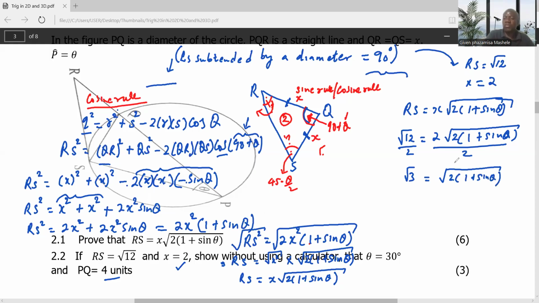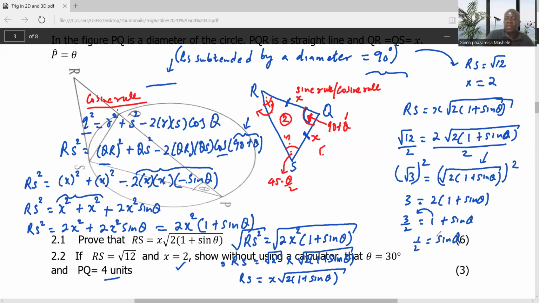We want to solve for theta, so it means you must get rid of the root sign. How to do that? We square both sides to remove the square root. So it's going to be 3 equals 2 into 1 plus sine theta. Let's divide everything by 2, so we have 3 over 2 equals 1 plus sine theta. Then let's transpose 1 to the left-hand side: 3 over 2 subtract 1 will be 0.5, half, equals sine theta. To get theta, let's use the second function, inverse sine of half, which will just give us 30 degrees. So we have shown that theta is 30.